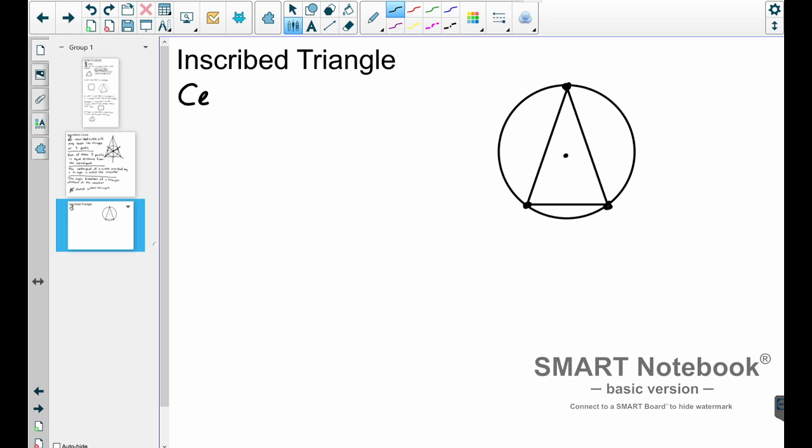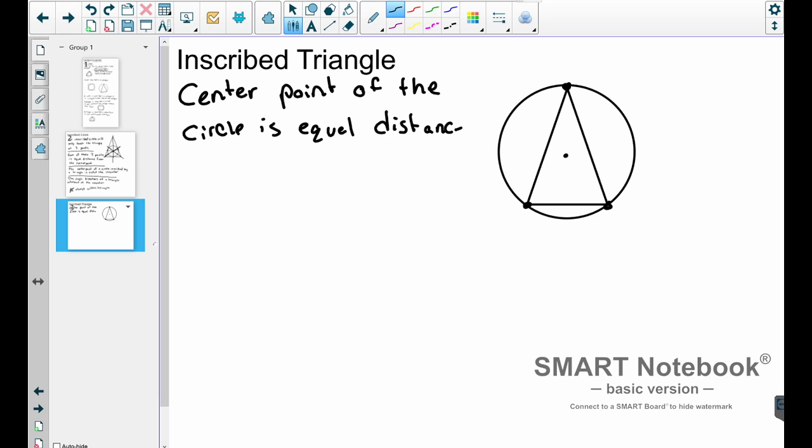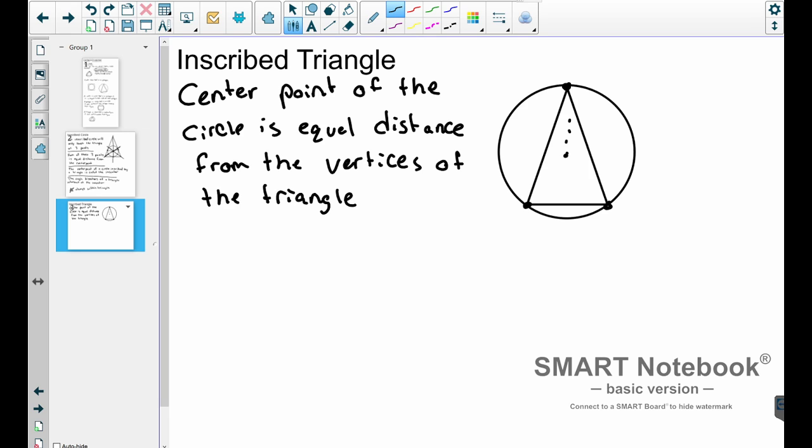And the center point of the circle is equal distance from the vertices of the triangle. So this distance from this point all the way up here, all the way down here, all the way down here, those three distances are equal.